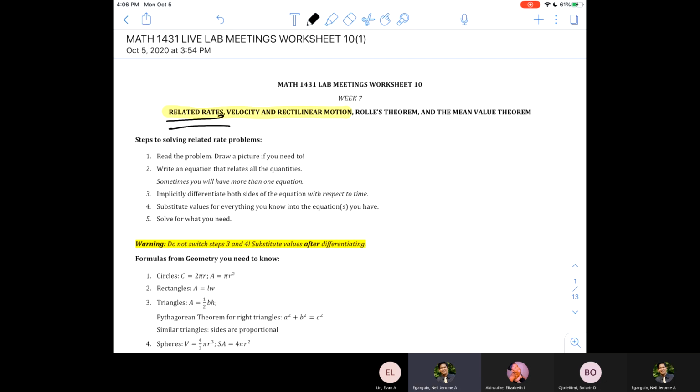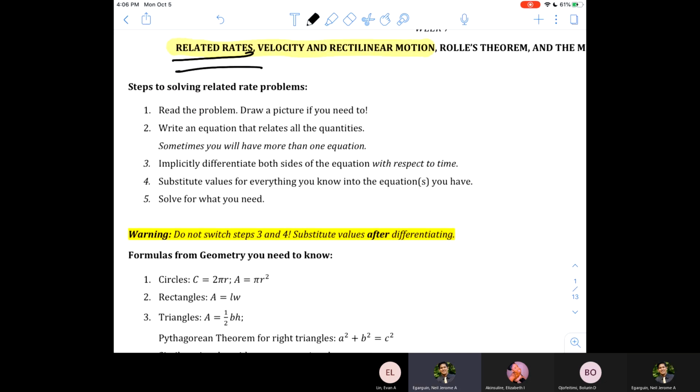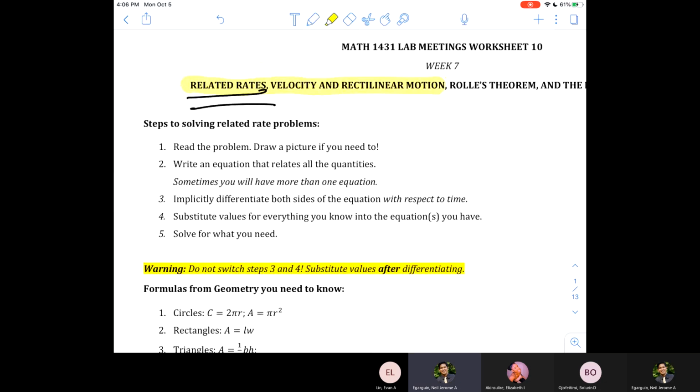Okay, so for related rates, this is a list of the suggested steps in how to work with related rates problems. Obviously, first, you need to understand the problem. Basically, read the problem, reread the problem until you get the main idea of it. And if necessary, you draw a picture.